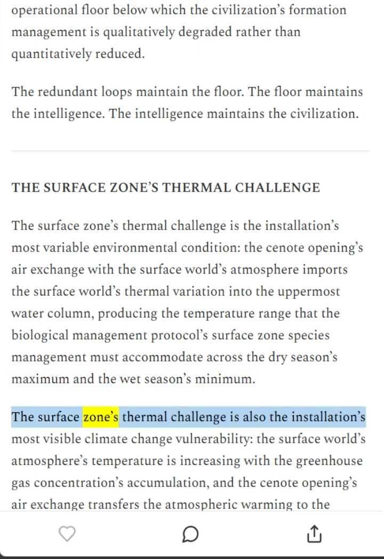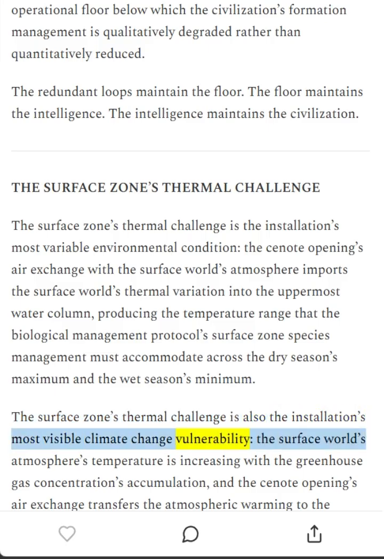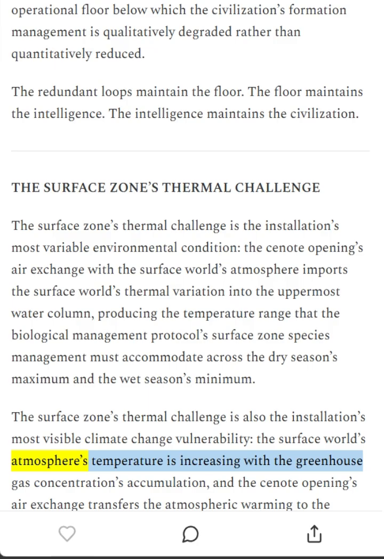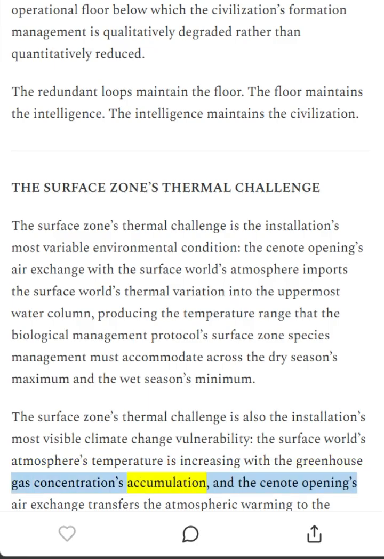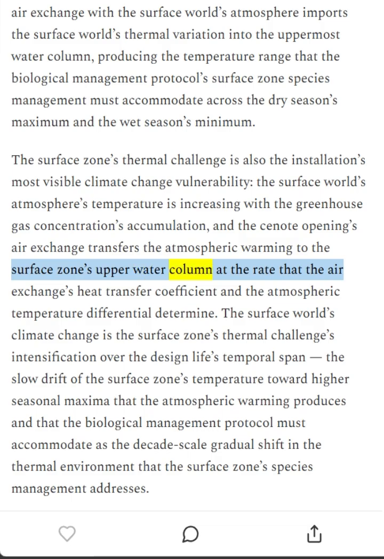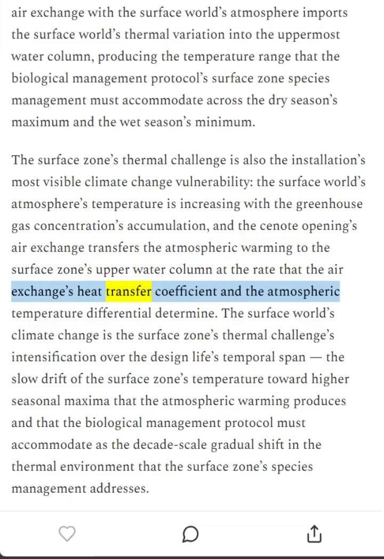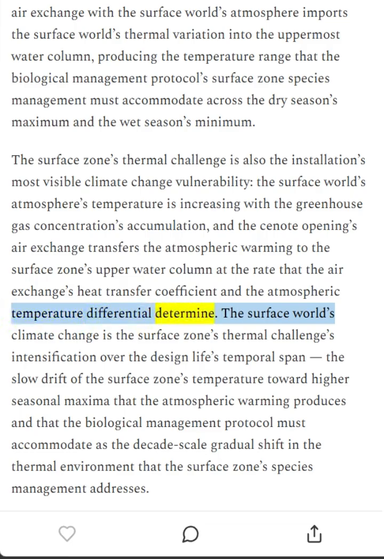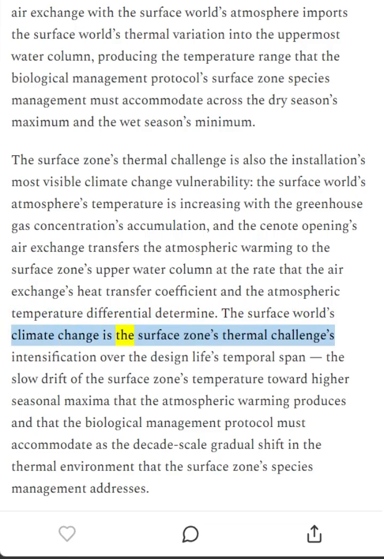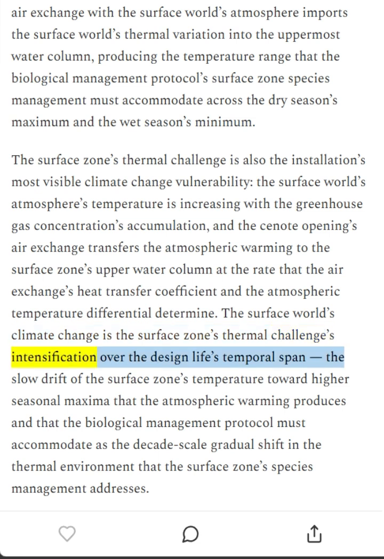The surface zone's thermal challenge is also the installation's most visible climate change vulnerability. The surface world's atmosphere's temperature is increasing with the greenhouse gas concentration's accumulation, and the cenote opening's air exchange transfers the atmospheric warming to the surface zone's upper water column at the rate that the air exchange's heat transfer coefficient and the atmospheric temperature differential determine. The surface world's climate change is the surface zone's thermal challenge's intensification over the design life's temporal span.